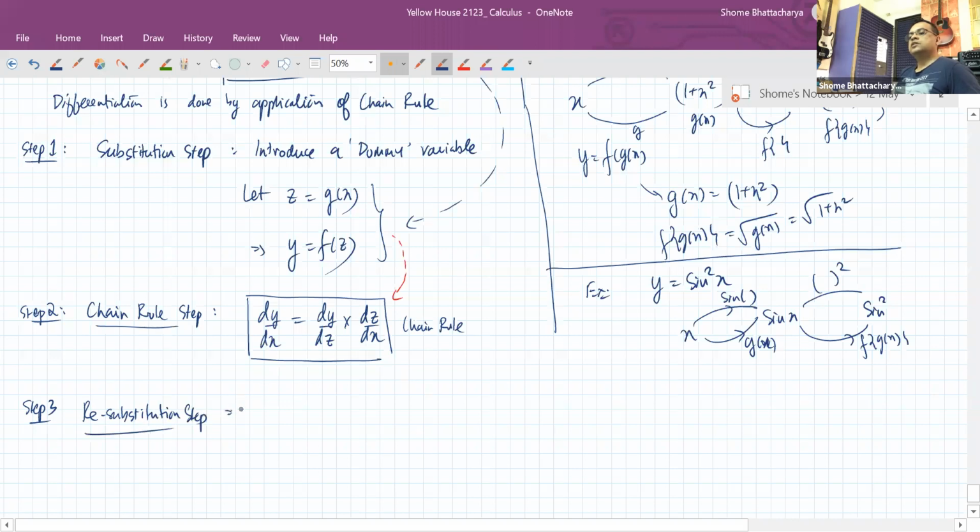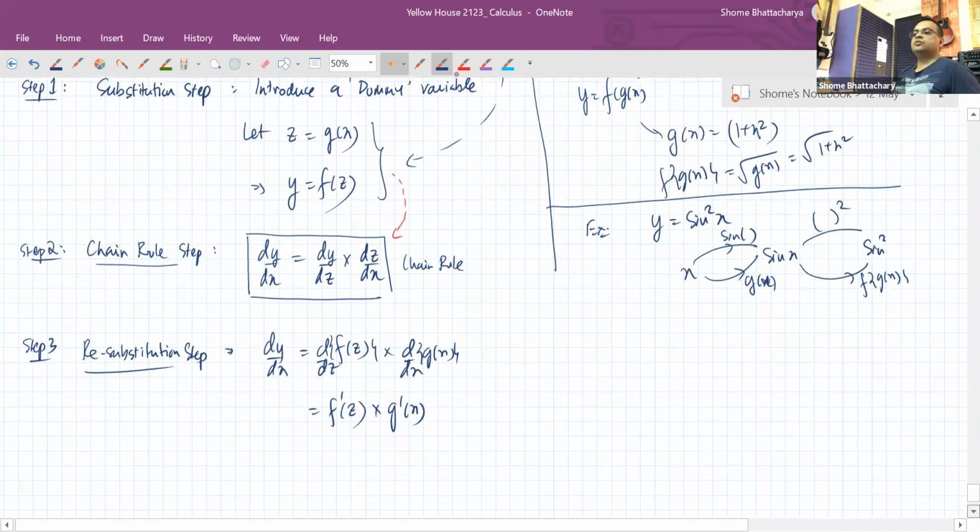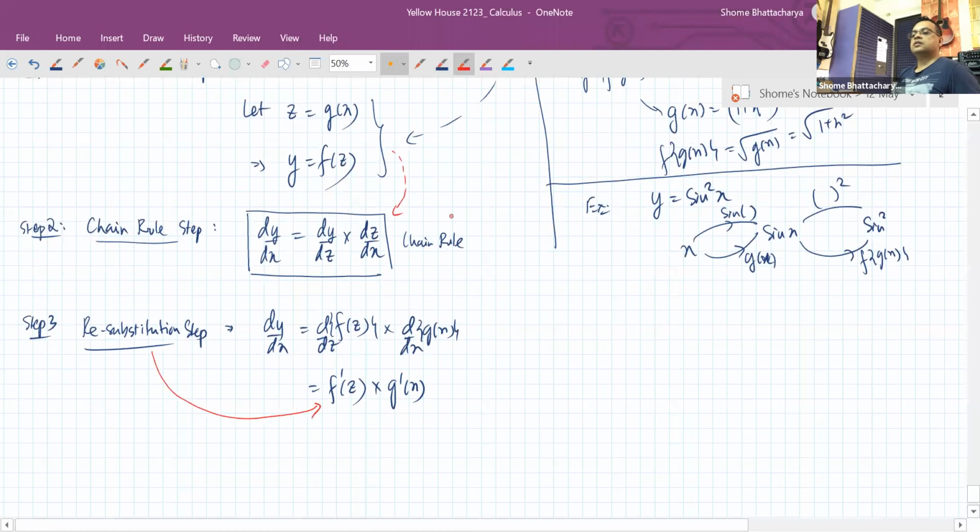So from here you can see that this is differentiation of f(z) with respect to z multiplied by differentiation of g(x). So that can be written as derivative of f multiplied by derivative of g. But the resubstitution thing is that z has to be resubstituted in terms of x. So that's where the resubstitution step comes in.